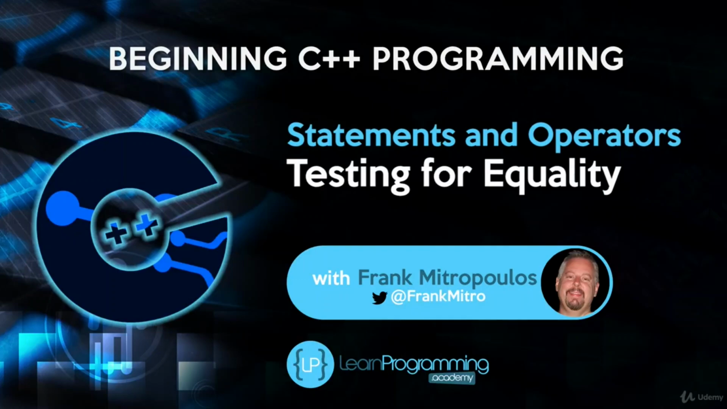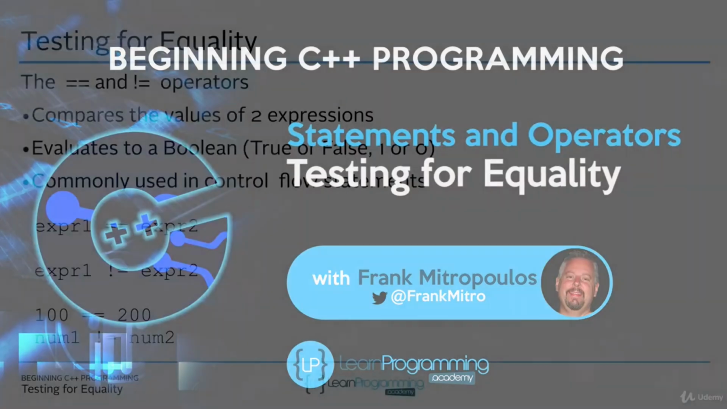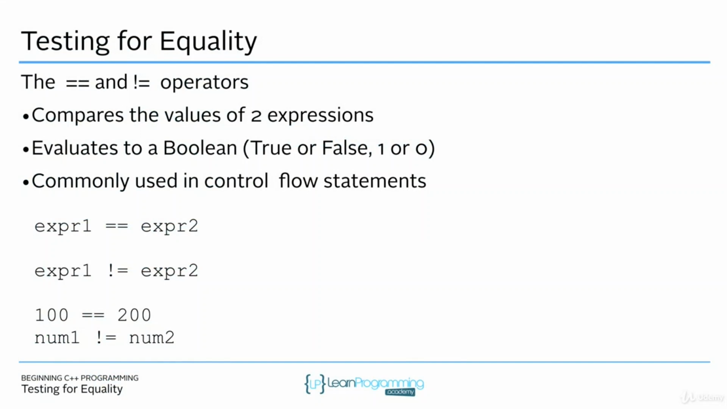In this video, we'll go over the C++ equality operators. These operators compare the values of 2 expressions and evaluate to a Boolean. That's a true-false value. The operators are the equals, which is represented by 2 equal signs, and the not equals operator, which is represented by the exclamation point or bang symbol, followed immediately by an equal symbol.